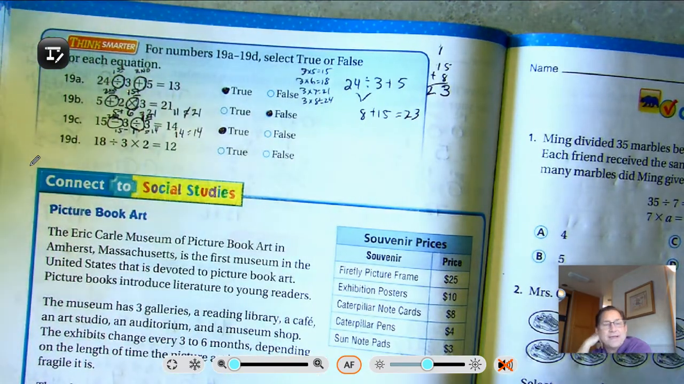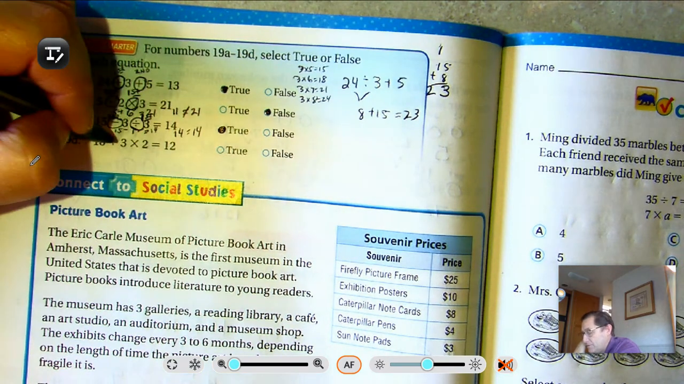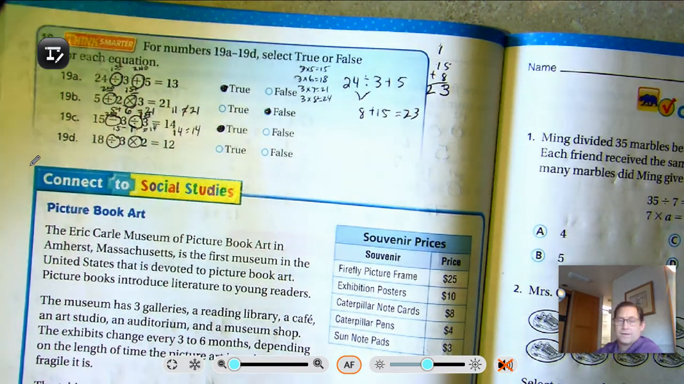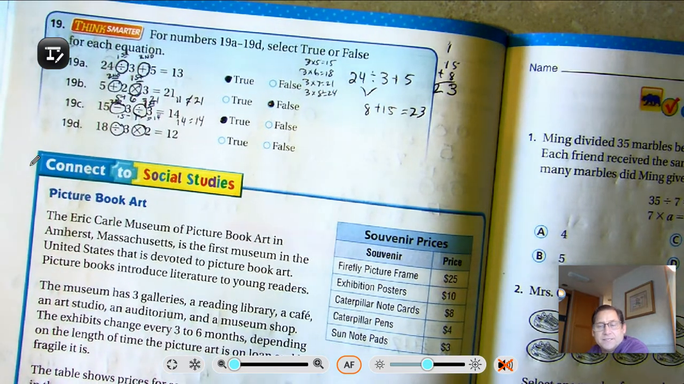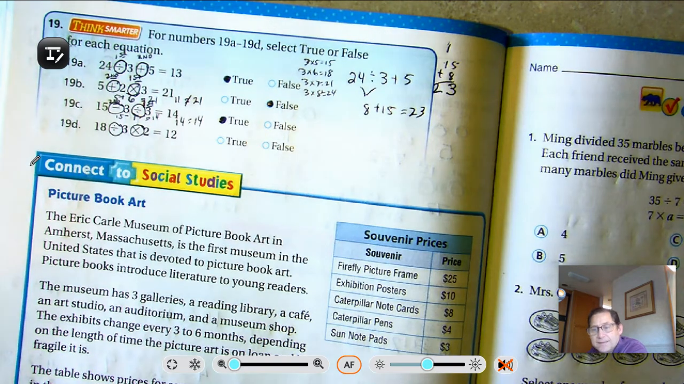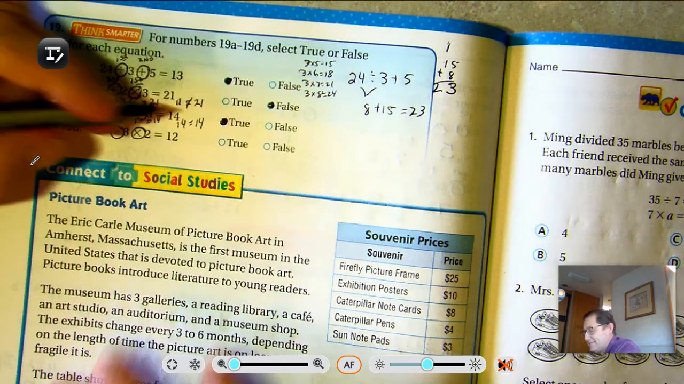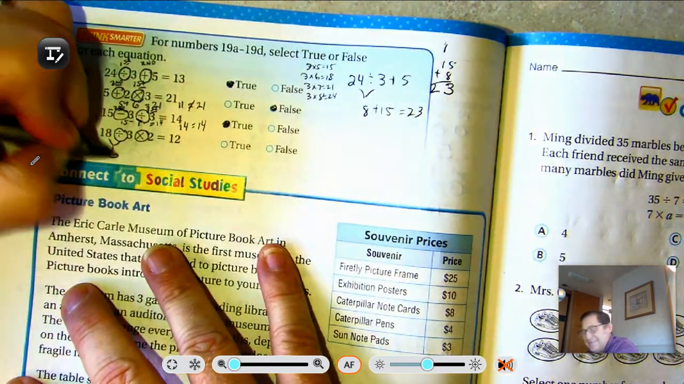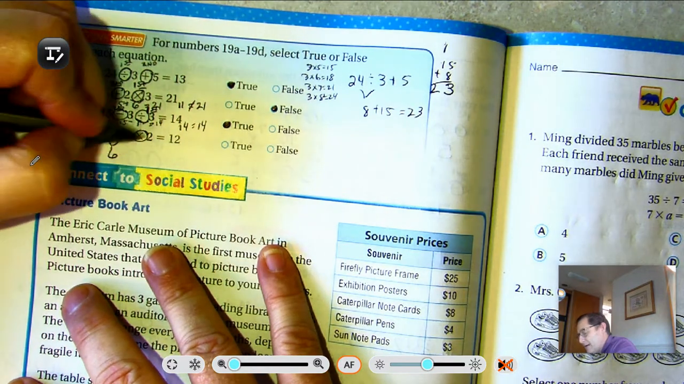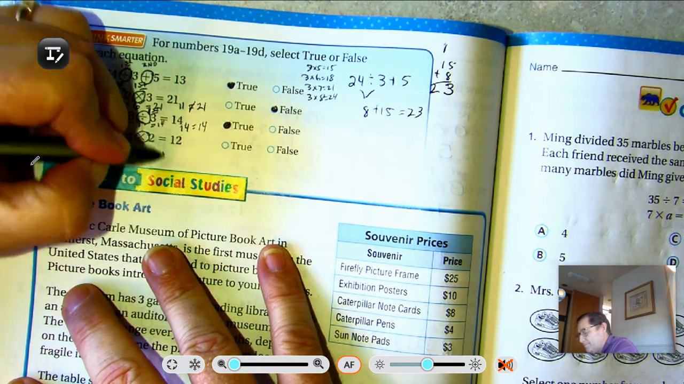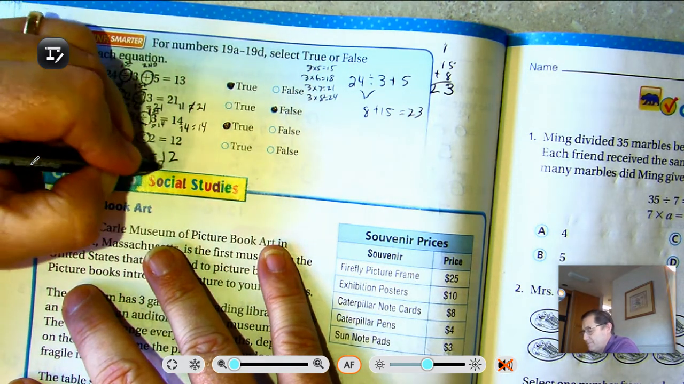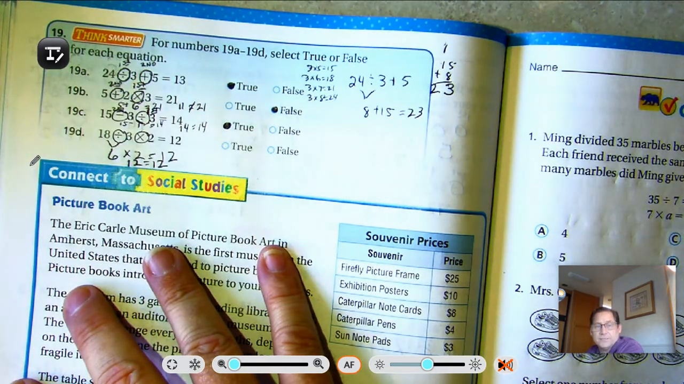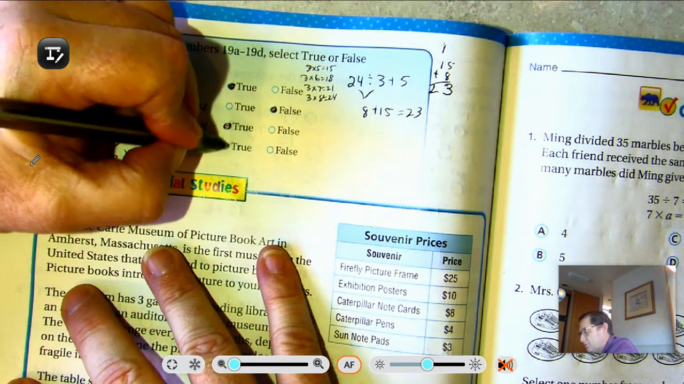And then the last one, 18 divided by 3 times 2. Okay, so we have multiplication and division. So we go left to right. 18 divided by 3 is 6. Now we have to multiply by 2. Is 6 times 2 12? It sure is. So 6 times 2 is 12. That's true.